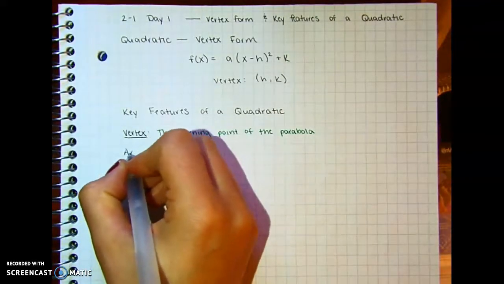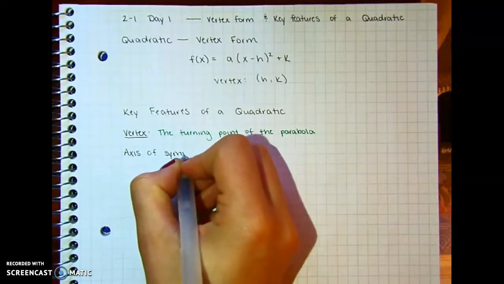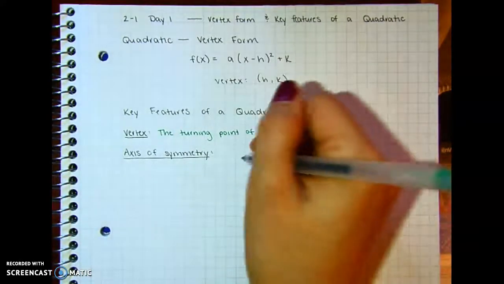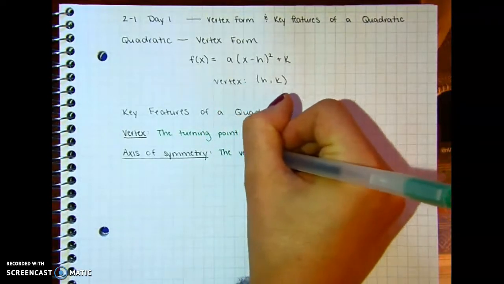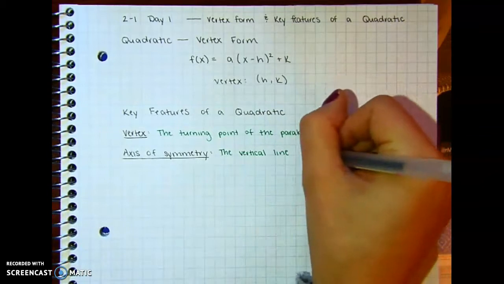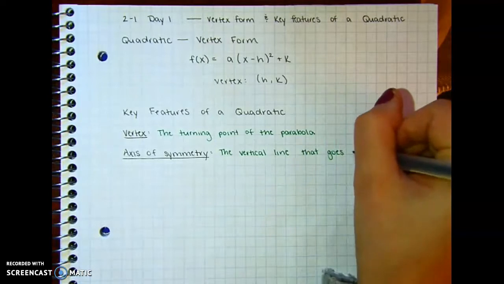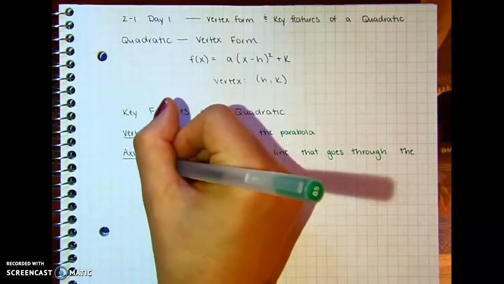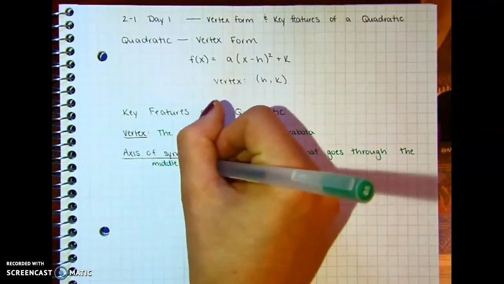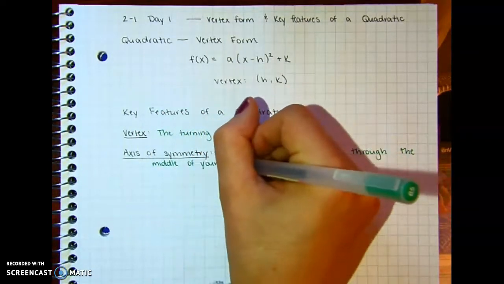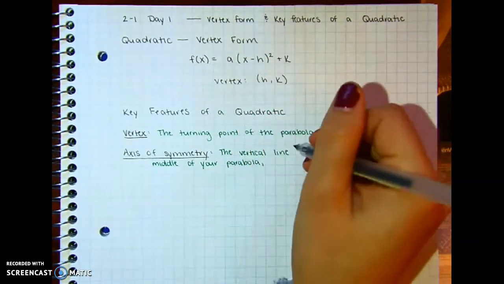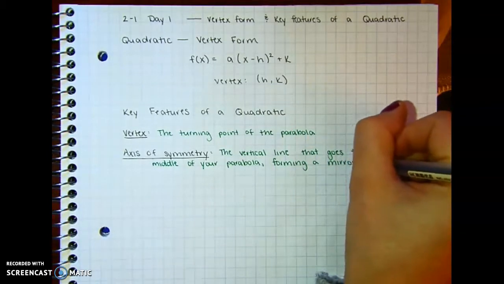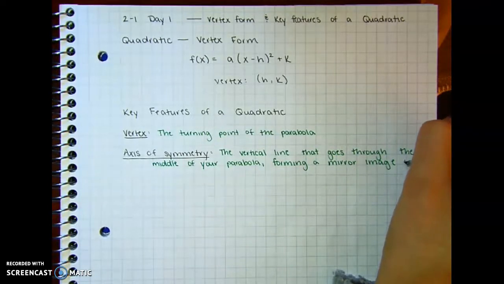The axis of symmetry, so that is the vertical line that goes through the middle of your parabola, forming a mirror image on either side.